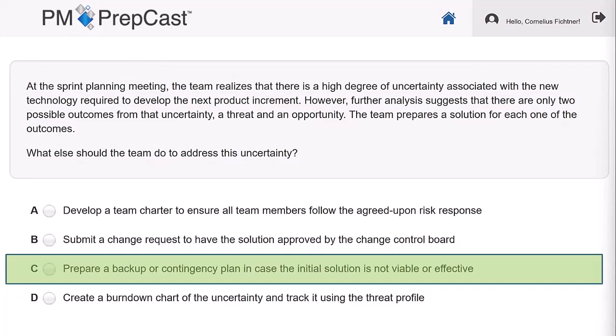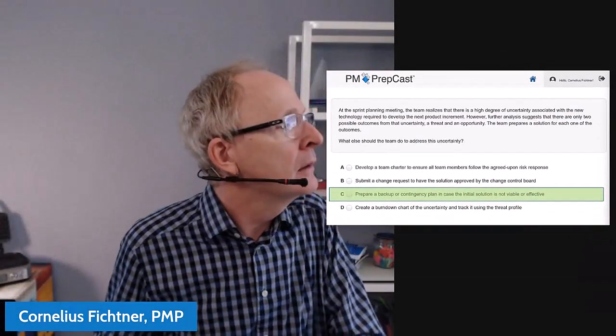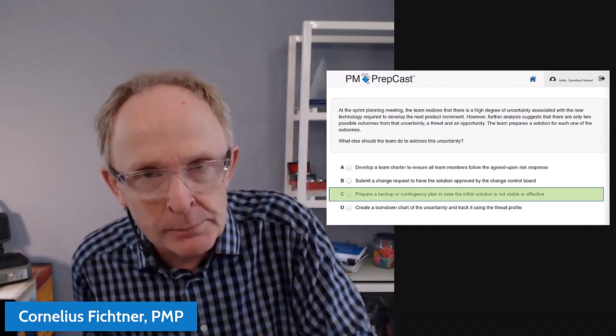By the way, many students, I think about 15%, select D, the last one there, create a burn down chart, a threat profile, that refers to a chart that depicts a reduction of risk over time, right? But think about it this way. The burn down chart is a reactive kind of thing, right? You do the threat profile burn down chart.